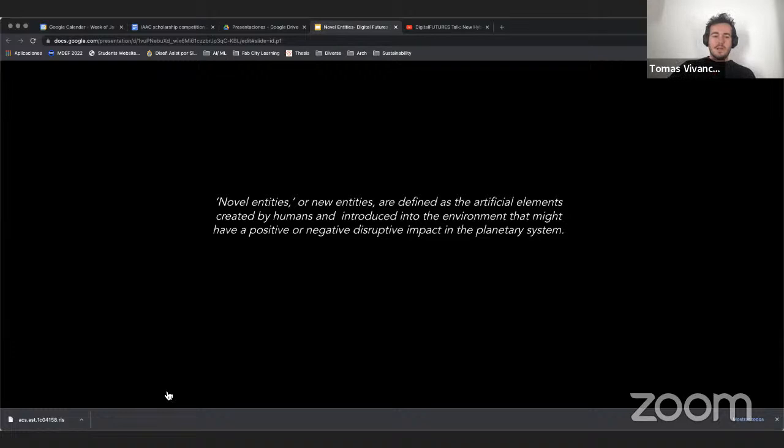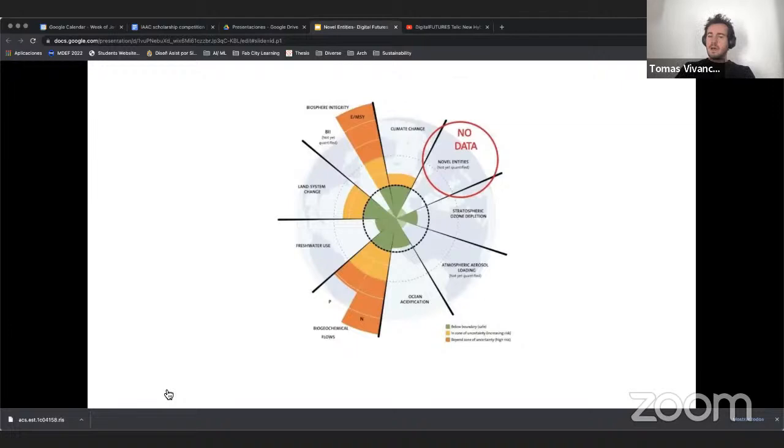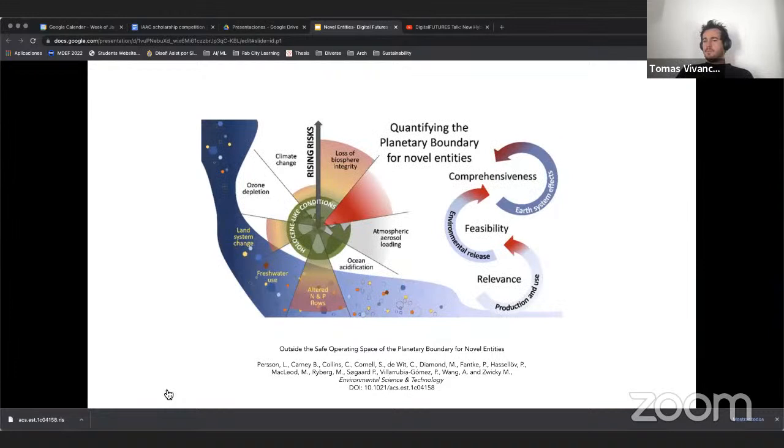Until a couple of weeks ago, novel entities weren't mapped or quantified in our environment. Our society was understanding the impact of different vectors on our ecological ceiling, but also on our social foundations. But only a couple of weeks ago, no more than one, an article appeared where they used this methodology of mapping and measuring the novel entities' impact on our environment.